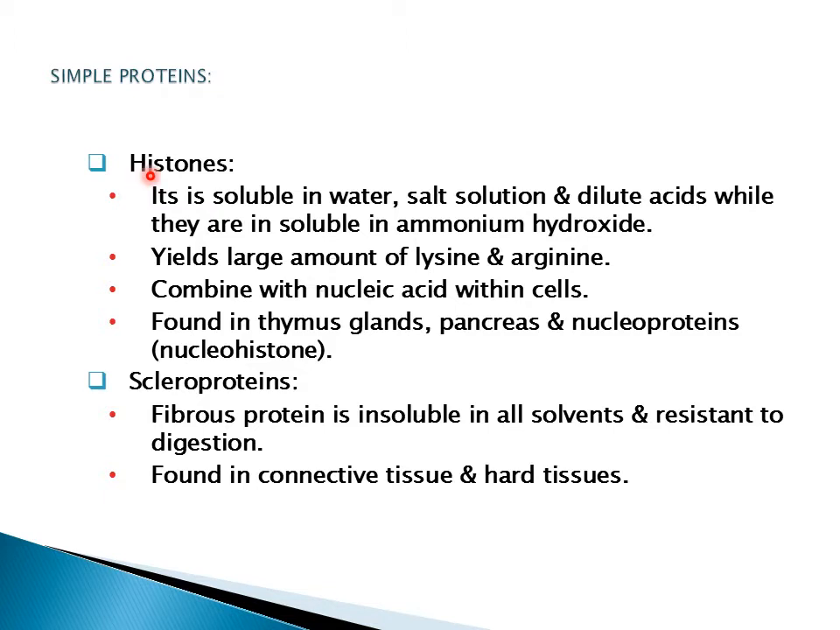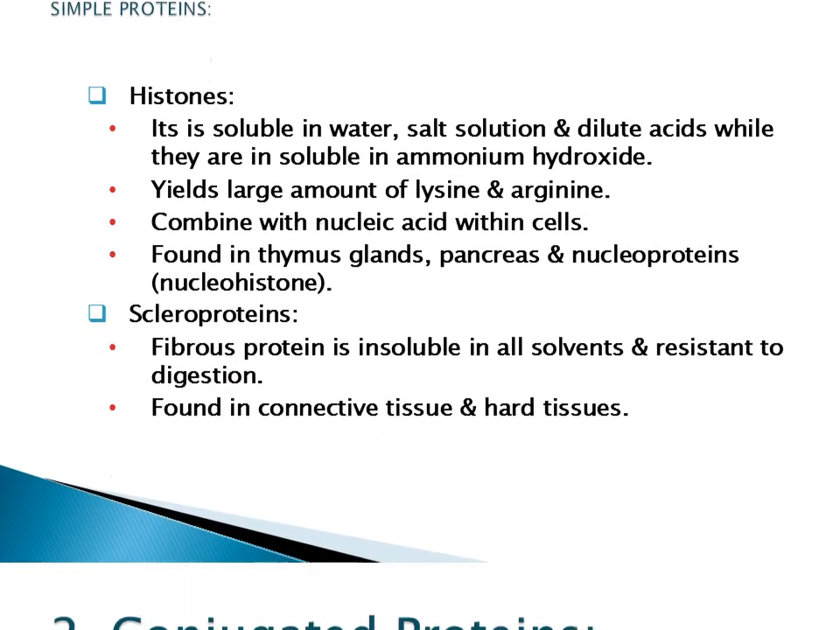Histones are also a type of simple protein. They are soluble in water, salt solution, and dilute acids, while they are insoluble in ammonium hydroxide. Histone gives a large amount of lysine and arginine, combined with nucleic acid within the cell, found in thymus glands, pancreas, and nucleoproteins. Scleroprotein. It is a fibrous protein and it is insoluble in all solvents and resistant to digestion. It is found in connective tissues and heart tissue.